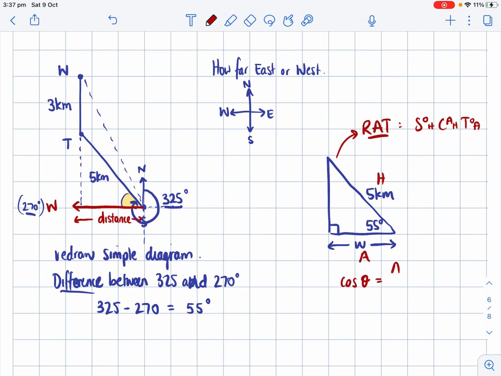It is cos theta equals adjacent over hypotenuse. Substitute what you know. The angle is 55 degrees. The adjacent is W. The hypotenuse is 5. We need to undo a divide by 5. And the opposite of divide by 5 is to times by 5. So it becomes W equals 5 times cos 55. And it's just a matter of typing that into your calculator.